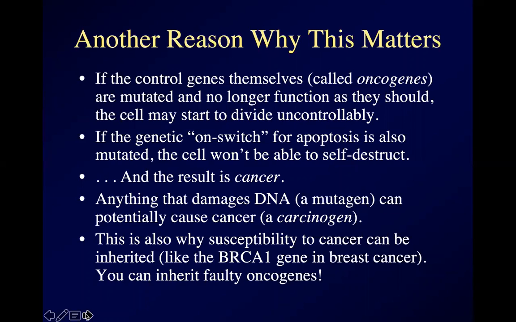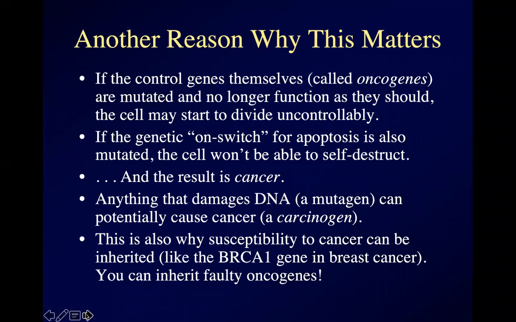Now, apoptosis is a kill switch. If you have a cell with damaged oncogenes that starts dividing uncontrollably, the cell can basically commit suicide. It'll blow itself up. But if the switch that regulates apoptosis is also mutated, the cell won't be able to self-destruct. It will keep going and keep going and keep going. And the end result is cancer.